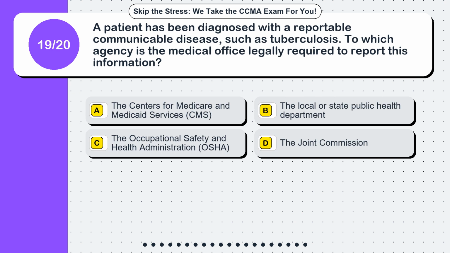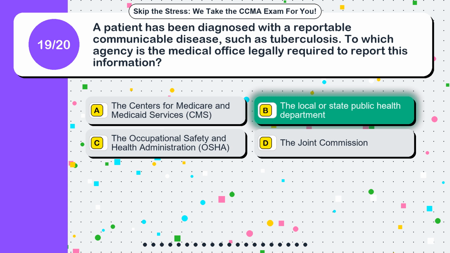Question 19. A patient has been diagnosed with a reportable communicable disease, such as tuberculosis. To which agency is the medical office legally required to report this information? Option A. The Centers for Medicare and Medicaid Services, CMS. Option B. The local or state public health department. Option C. The Occupational Safety and Health Administration, OSHA. Option D. The Joint Commission. The correct answer is option B, the local or state public health department.